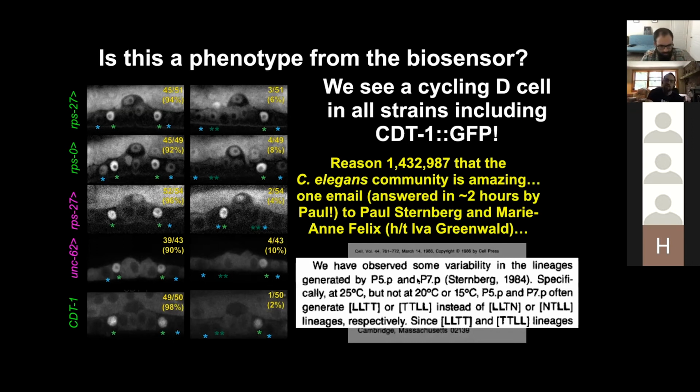He said, "We have observed some variability in the lineages generated by P5.p and P7.p." This is actually his thesis work from the Horvitz lab, and specifically at 25 degrees, he sees an extra cell division at some penetrance. So this is in the literature from over 30 years ago, but certainly underappreciated.